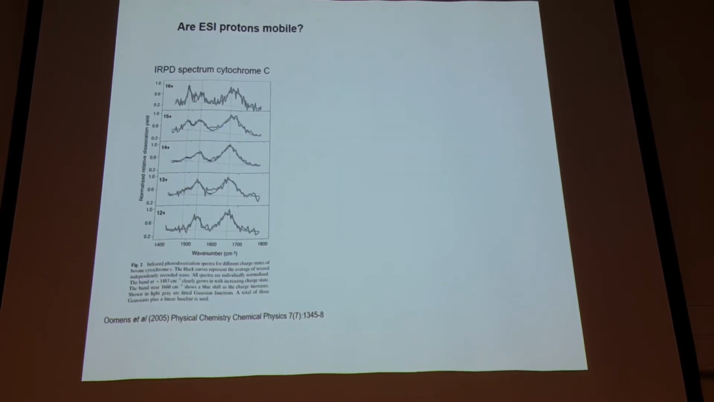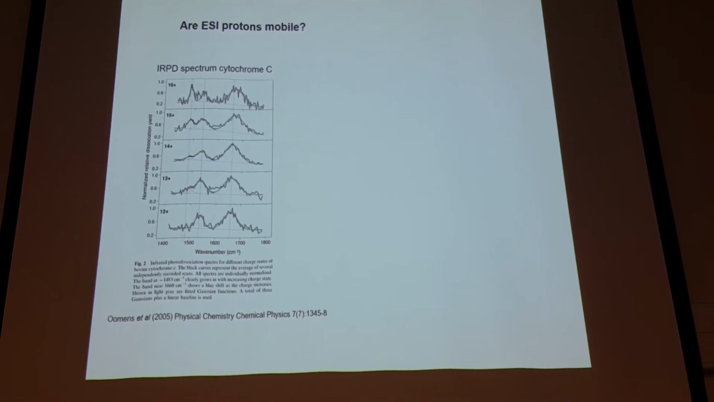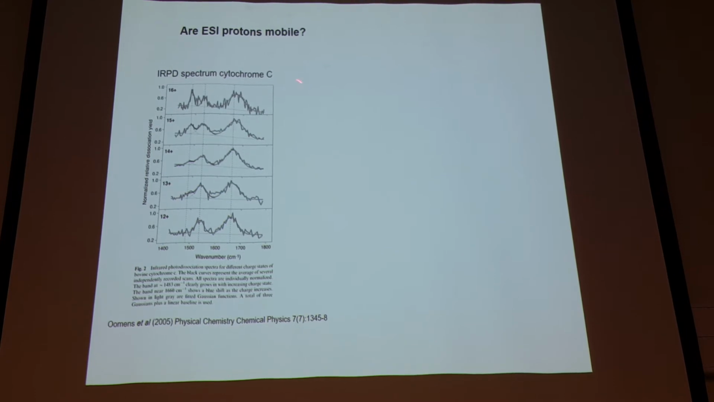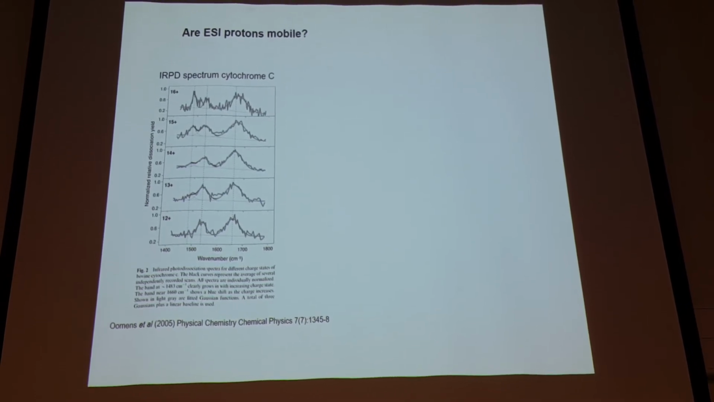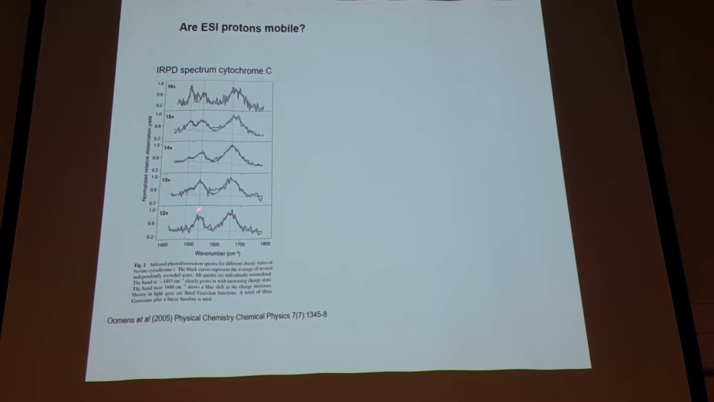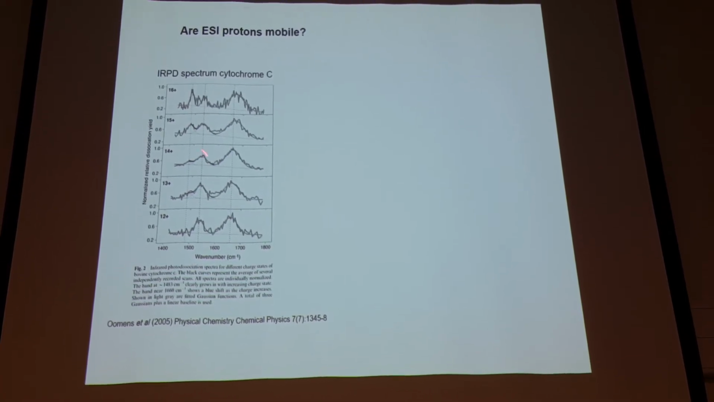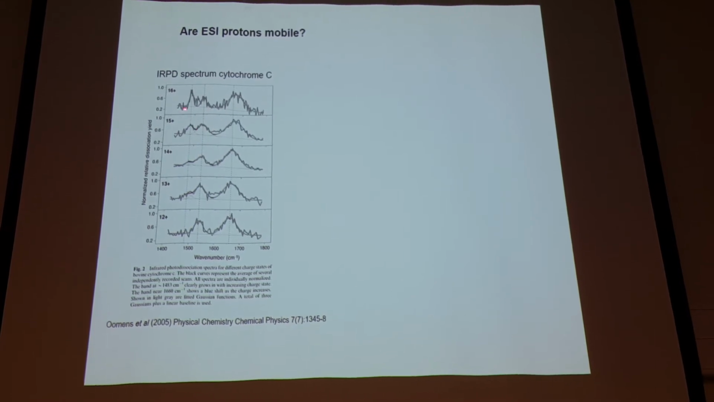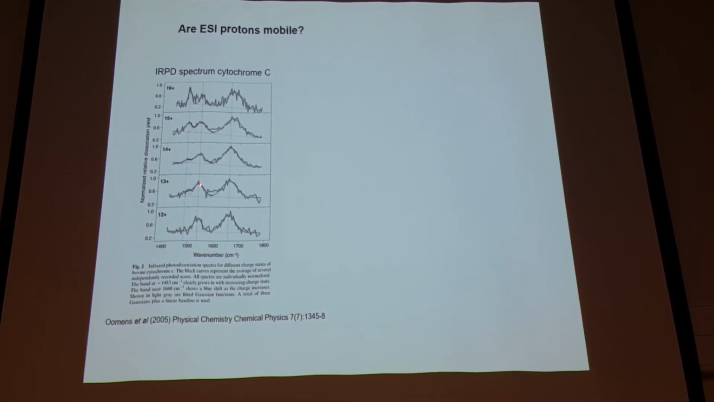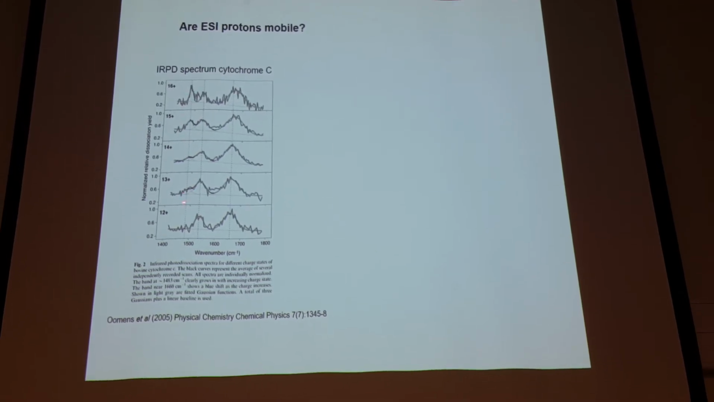So what evidence is there that protons are mobile? Well, there is evidence for this. This is an infrared photodissociation spectrum of cytochrome C. This is in the gas phase, and what you can see here is there is a signal here. This particular peak does not occur in the liquid phase. It only occurs in the gas phase, and it increases with charge state. So the authors who published this could not explain this, but this is the signal of the mobile proton shell.